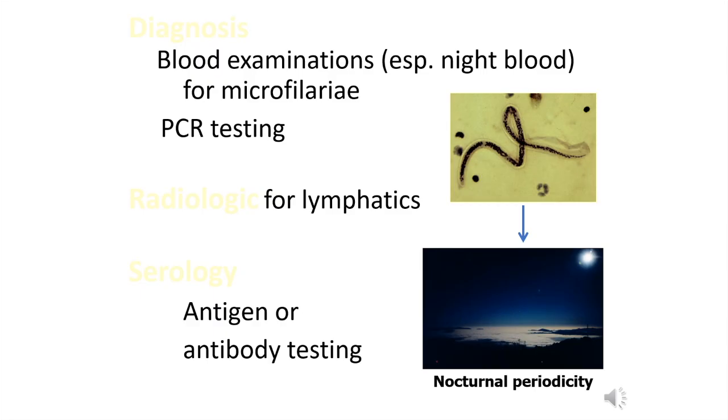Okay, so we examine blood smears better taken at night, as I said, to find the microfilariae, the characteristic microfilariae like you see in the upper picture in here. PCR testing is also helpful, but it is usually in academic and in research laboratories in the tropics. Radiology can be helpful to show us abnormality of the lymphatics, okay? Serology can be very helpful actually by detecting antigens or antibodies.